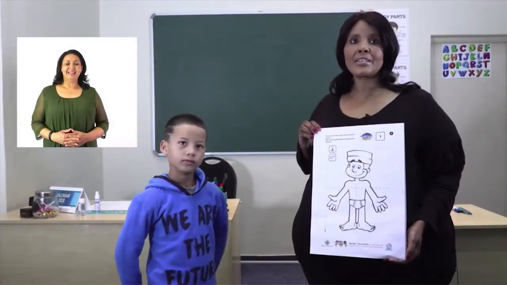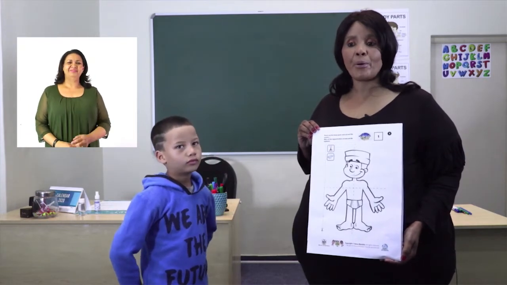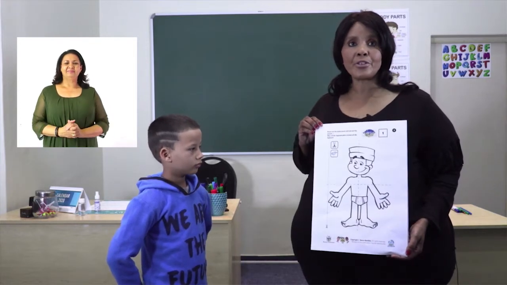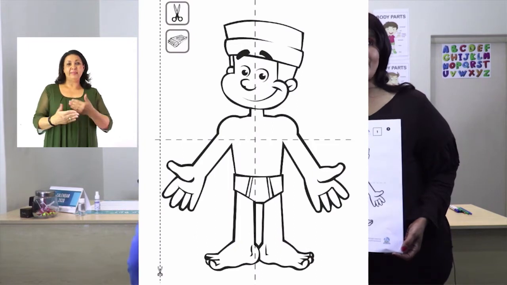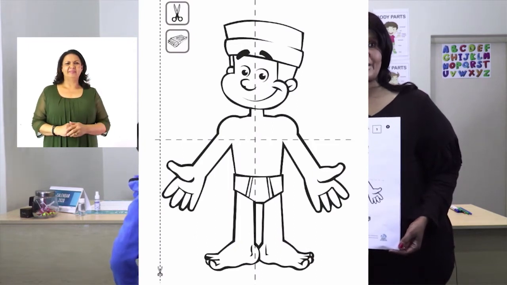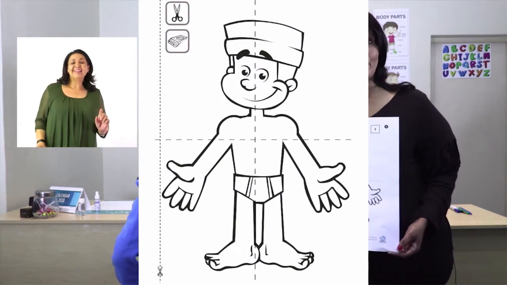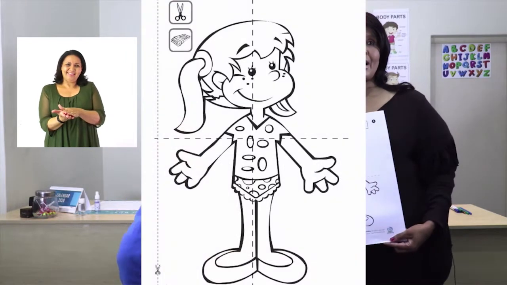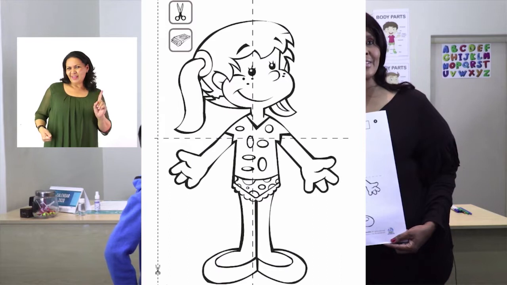Today's lesson is about myself, who we are, and about our different body parts. I want us to identify on this page 3. Can you all turn to page 3? I want us to identify if this is a boy or a girl. Is this a boy? Yes, this is a boy. Now turn to the next page. Is this a boy or a girl? Yes, this is a girl.